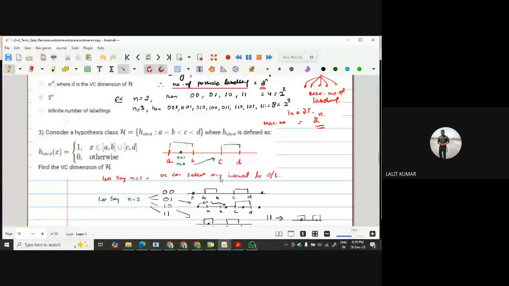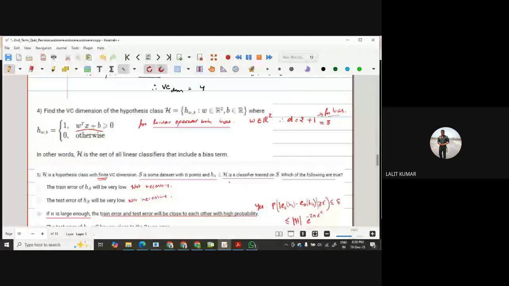The second question is the one we just discussed, two interval classes, AB union CD. You can check that all combinations work for n equal to 1, 2, 3, 4. But when you increase n to 5 and select the labeling 1, 0, 1, 0, 1, you cannot do it. You cannot shatter this. That's why the VC dimension is 4.